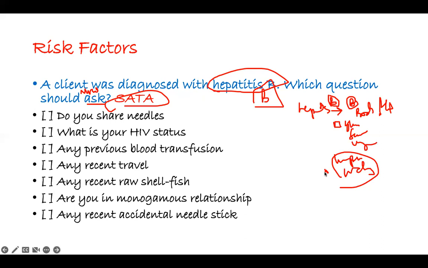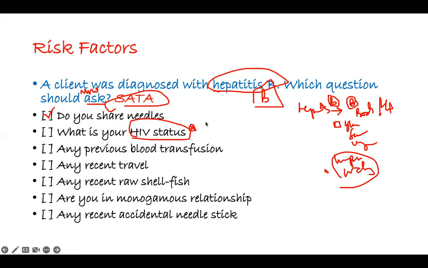So blood, which is a body fluid, semen and vaginal. And how do you get them? Unprotected sex, or you have a needle stick into the blood. And those are the risk factors. So we're going to use it to answer the question. Do you share needles? Yes. You want to know if they share needles because there is blood contact transmission through the needle.